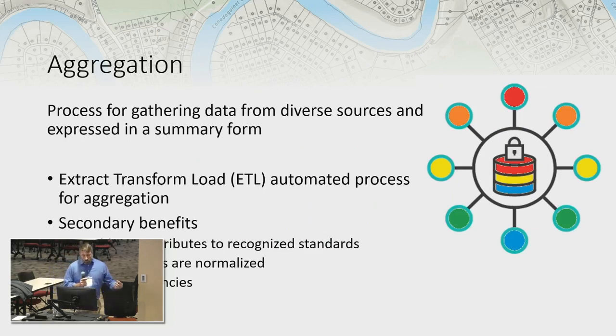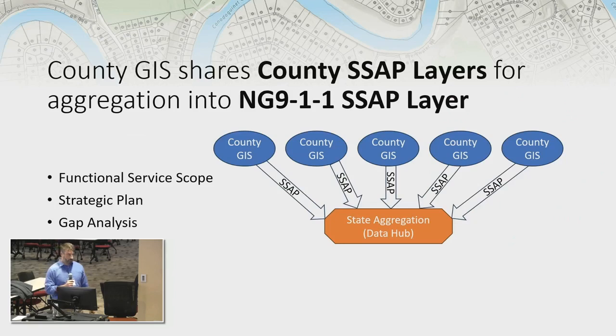So the next step is taking the data from all these counties and aggregating it. We'll talk about an ETL, an extract, transformation, and load process for getting that data into a single data set. We're going to talk about taking 67 county address point data sets and making them into a single statewide layer. And again, we see the flow of address point information from the county GIS department into this statewide aggregation.